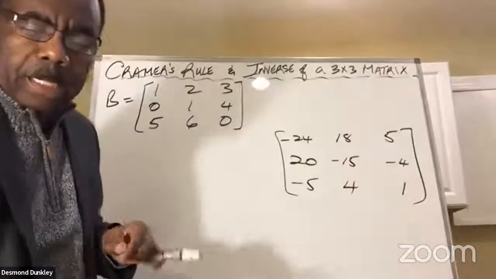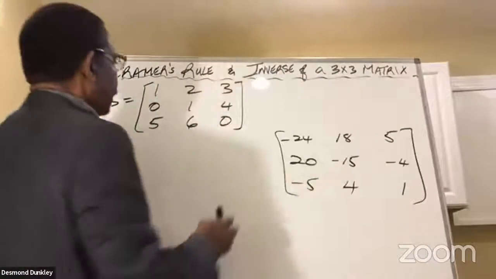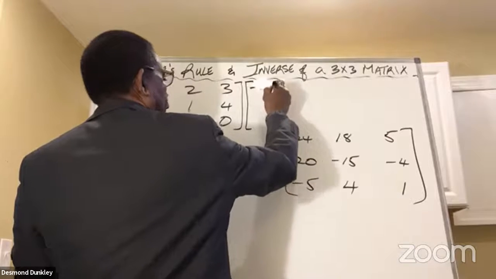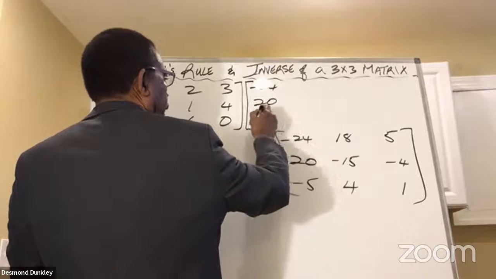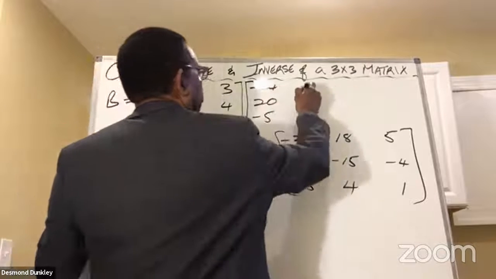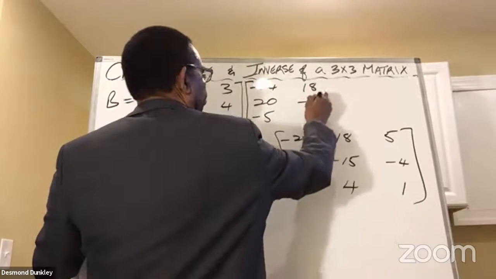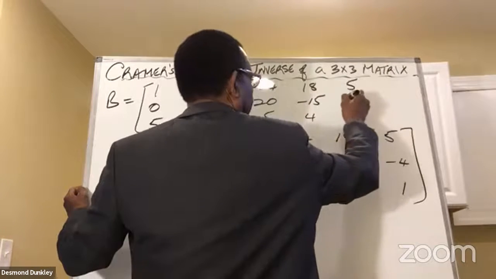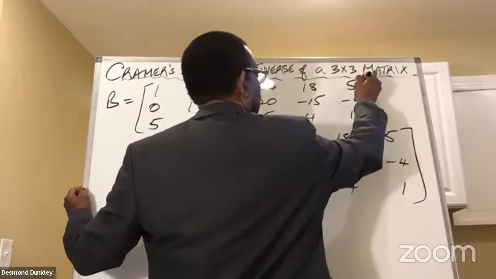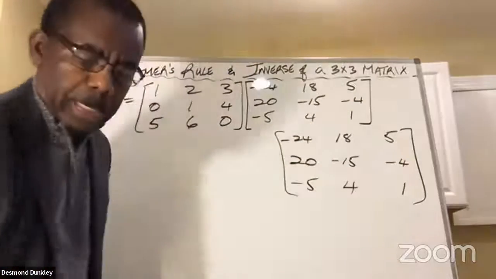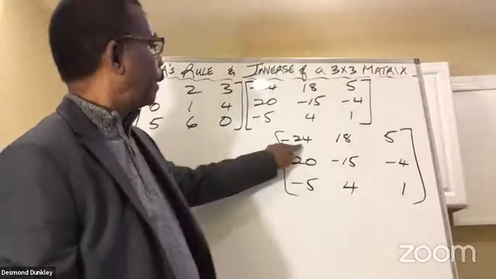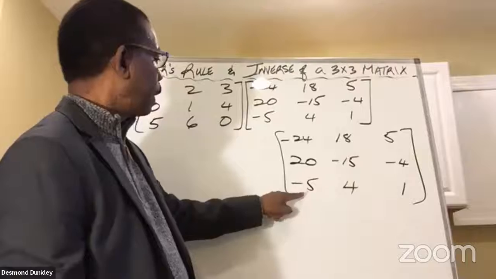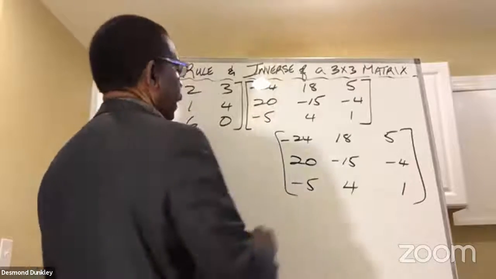Okay, we're saying it's the inverse, so it doesn't matter what order we put it in. So we can go ahead and write negative 24, 20, negative 5, 18, negative 15, 4, and 5, negative 4, 1. Let's make sure I copied it correctly. Negative 24, 18, 5, 20, negative 15, negative 4, negative 5, 4, 1. Okay, so.